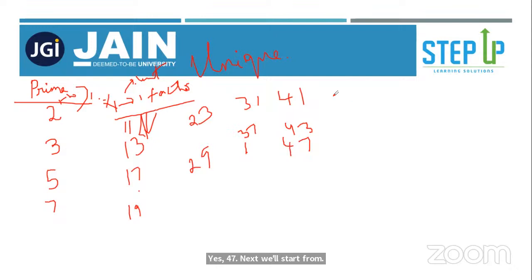Next, we'll start from 51, 52, 53, 59, yes. Any other number in the 50s? 51, no. Check it, Peter. 51, if I divide by 3, yes, I get an answer. So there are already 3 factors. So 51, no. 53, yes. 59, yes.